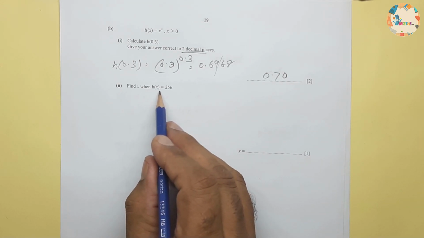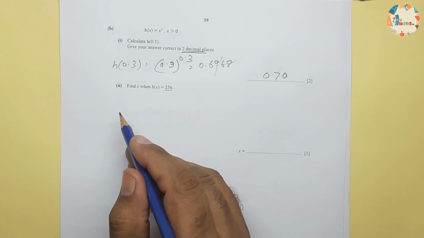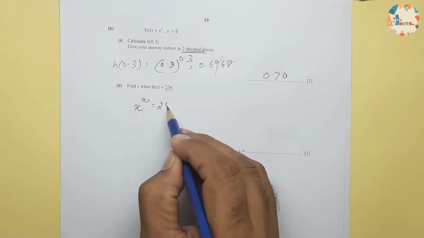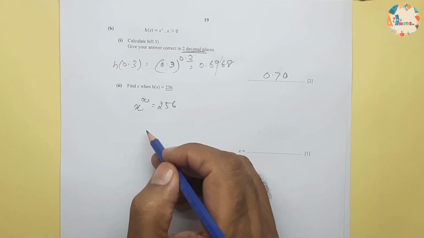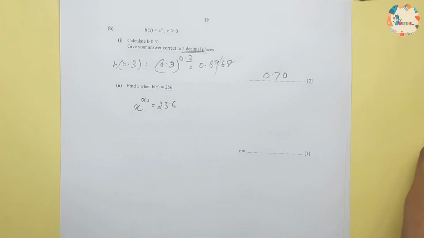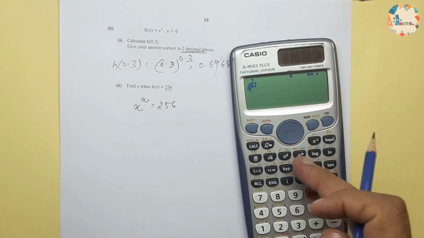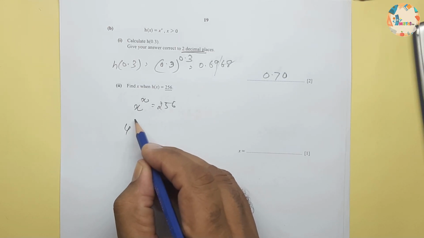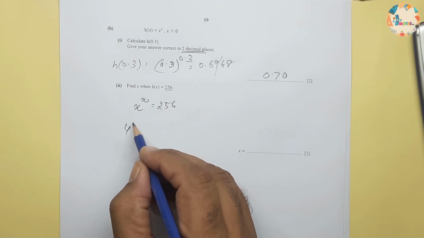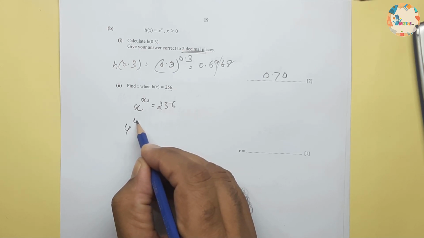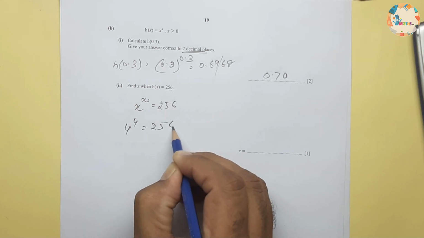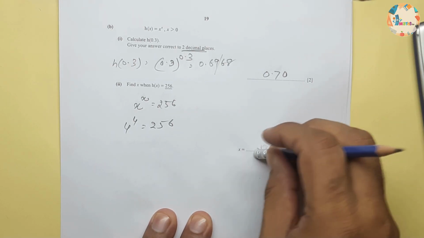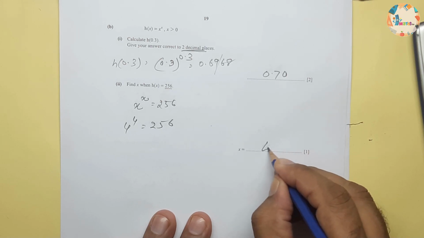Find x when h of x is equal to 256. So x raised to the x is equal to 256, and for this one we can see if we take 4 raised to the power 4, 4 raised to the power 4 is equal to 256. So x is equal to 4 will be our answer.